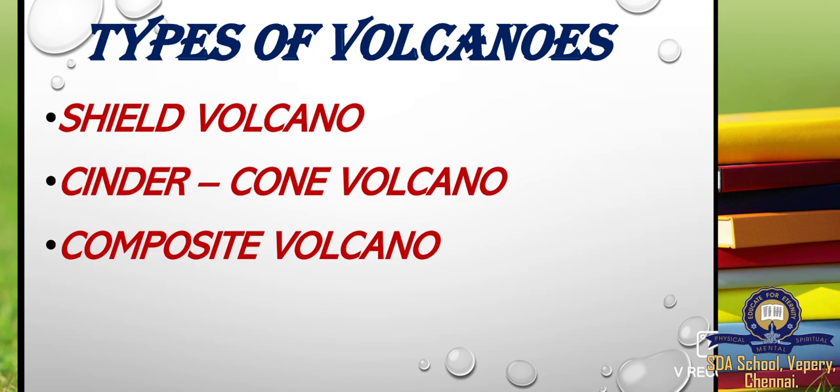Next one, extinct. The top of the extinct volcanic mountains have been eroded. Mount Popa of Myanmar and Mount Kilimanjaro and Mount Kenya of Africa are example of extinct volcanoes.